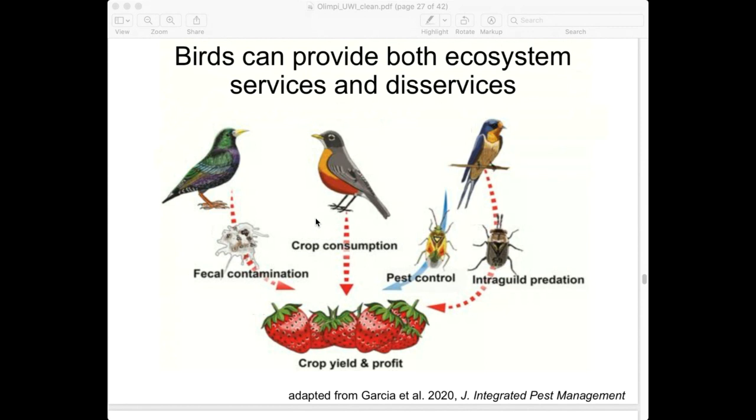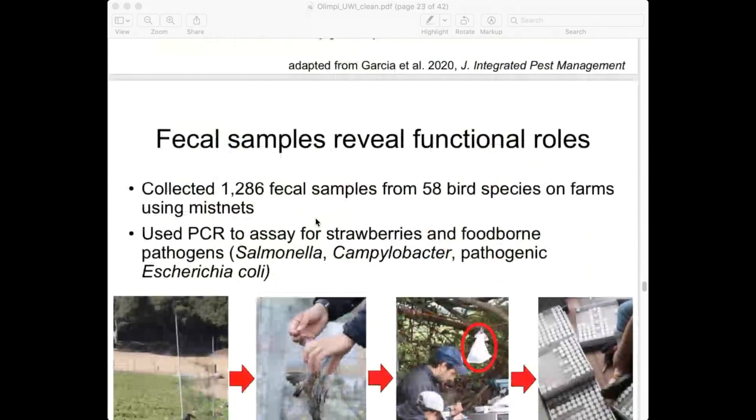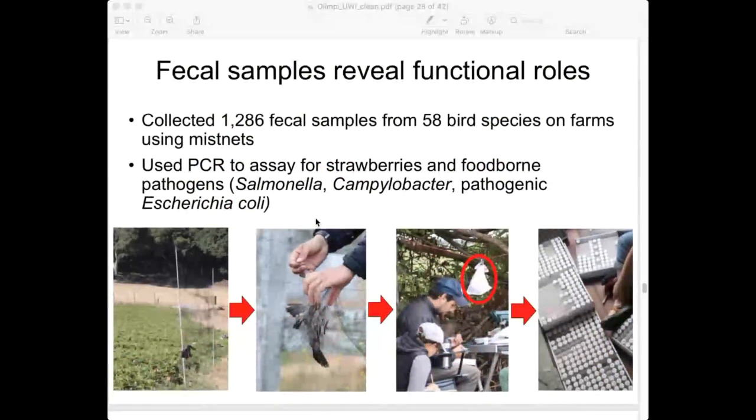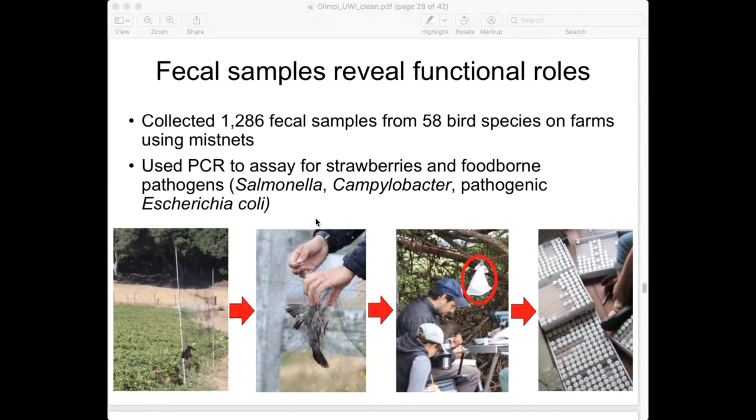Next slide, please. And now we will talk about what we can learn from fecal samples. So we collected almost 1,300 samples from 58 different bird species on farms using mist nets. We used PCR to assay for strawberries and foodborne pathogens. So we looked for Salmonella, Campylobacter, and pathogenic E. coli. So these are three prominent foodborne pathogens.